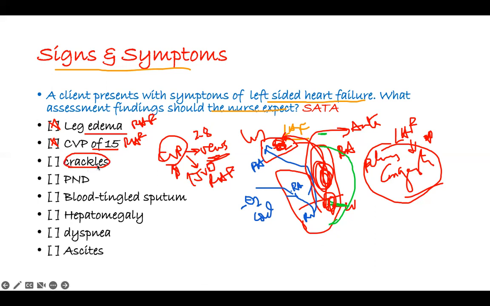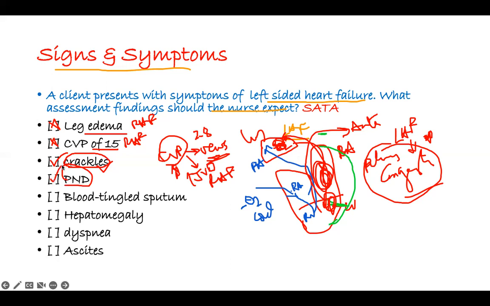This is lung. It has something to do with the lung, some fluid in the lung. So good. PND is paroxysmal nocturnal dyspnea. Fancy word, but you can break it down. Paroxysmal, it just means intermittently. Nocturnal, at night. Dyspnea, shortness of breath. So this patient will wake up in sleep with shortness of breath, which has something to do with the pulmonary congestion.